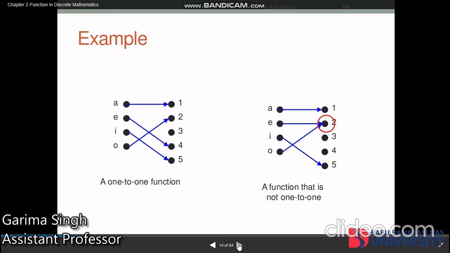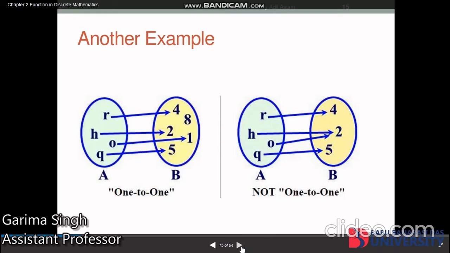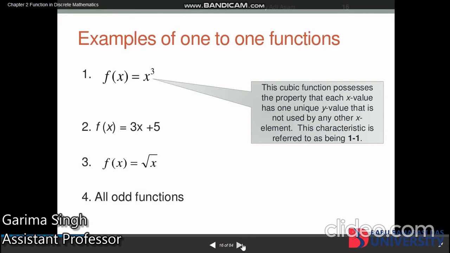Just consider the left hand side and the right hand side. Only one element is associated from the left hand side to the right hand side, but in the second example there are two associations. That's why this is not an example of one-to-one. This is another example of one-to-one and not one-to-one. This is one-to-one as one is associated to one. This is not one-to-one because two elements are associated to one element. Exactly one is required.